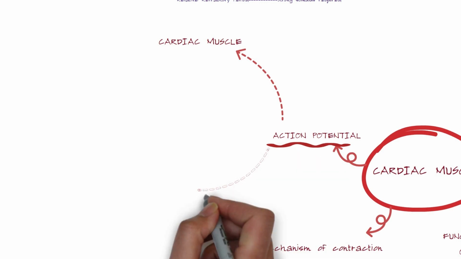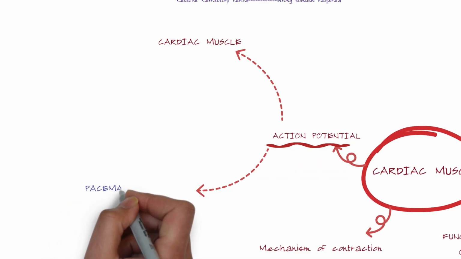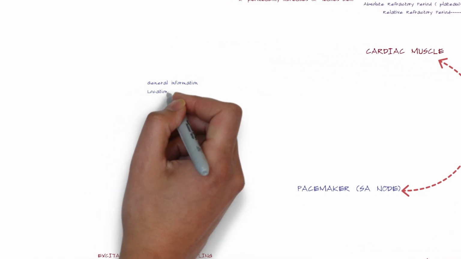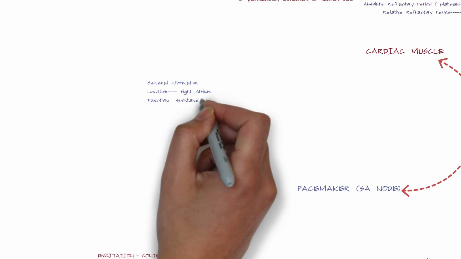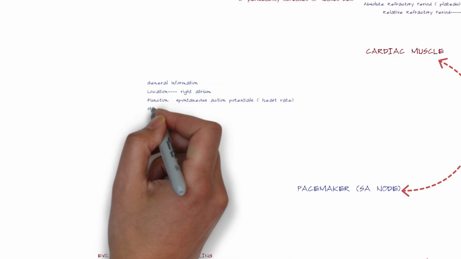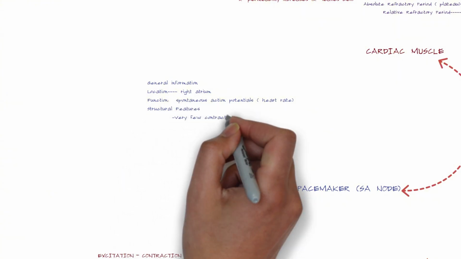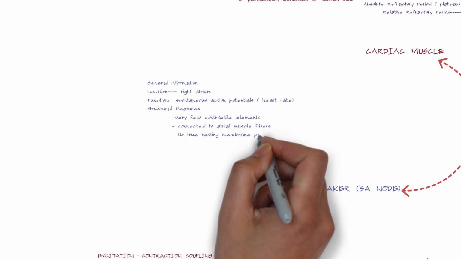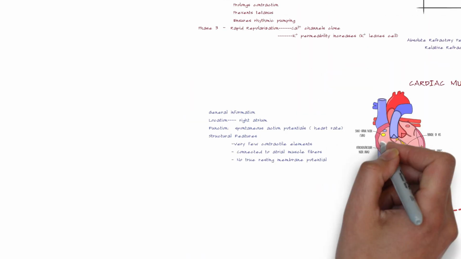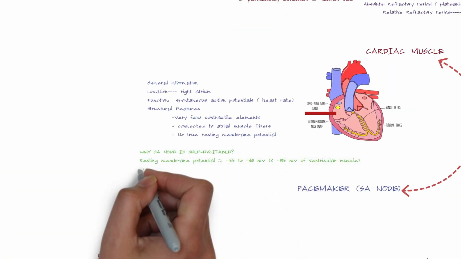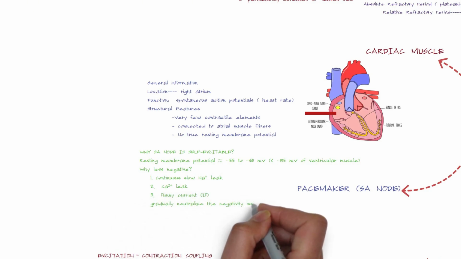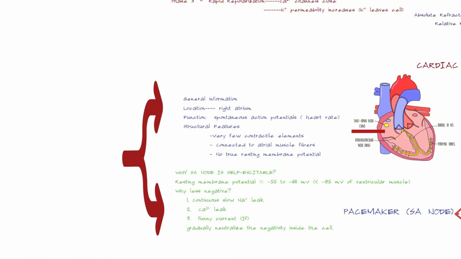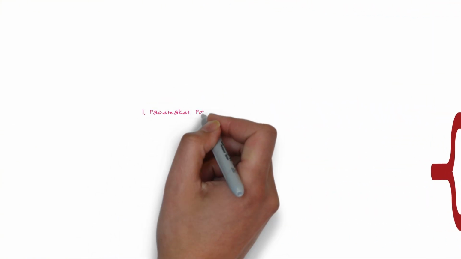Now let's talk about the pacemaker action potential, which is generated in the SA node. The SA node is located in the right atrium, and it acts as a spontaneous generator of impulses that regulate the heart rate. Structurally, it contains very few contractile elements and has no true resting membrane potential. Rather, the membrane potential is around minus 55 to minus 60 millivolts. Why is it less negative? Because of the slow inward sodium leak and calcium leak, and this causes the funny current, which gradually reduces the negativity inside the cell.